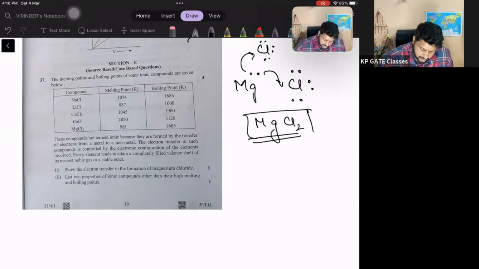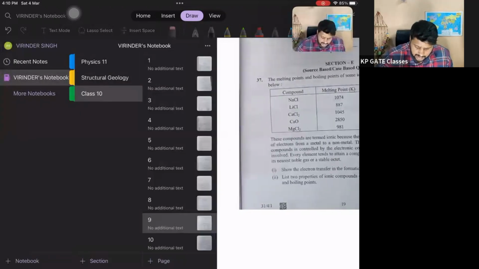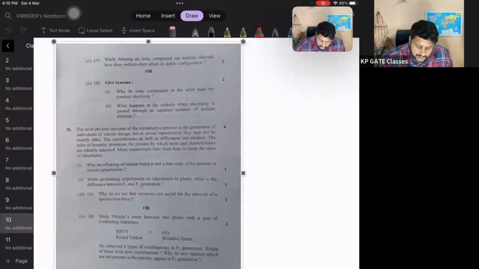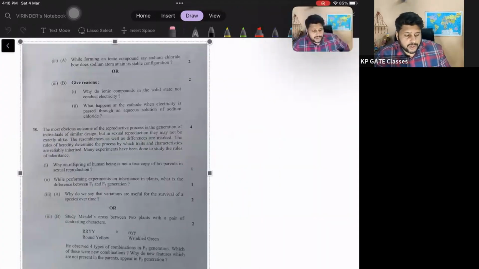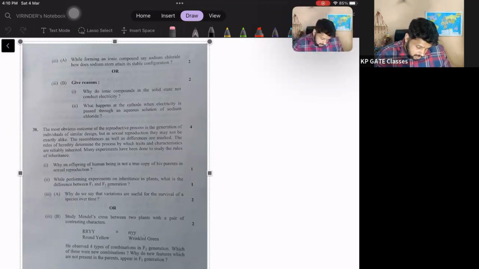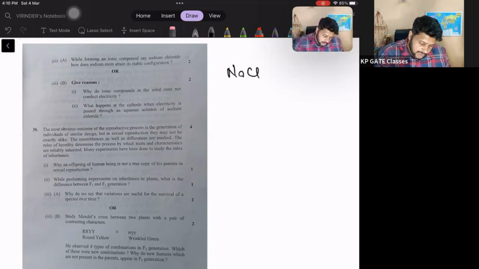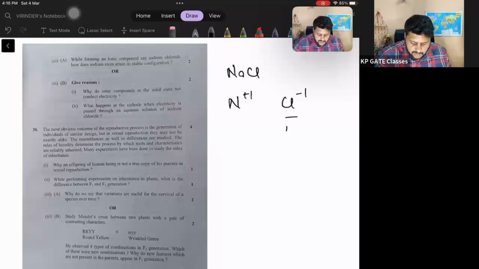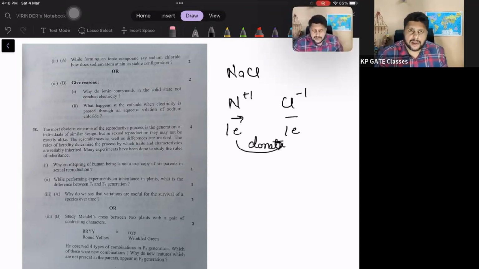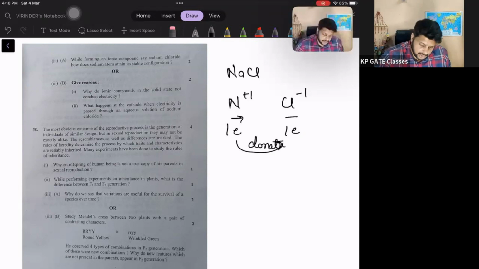List two properties of ionic compounds other than high boiling and melting point. They are hard; these kinds of properties you can write. While forming an ionic compound, say sodium chloride, how does a sodium atom attain its stable configuration? Sodium becomes +1 and chlorine -1. Chlorine is deficient in one electron, sodium has one electron extra, so it will donate its electron here and become stable. So it is getting its stable configuration.